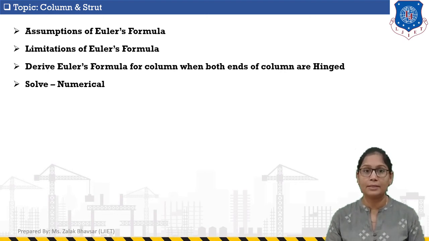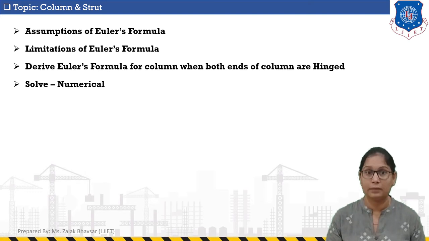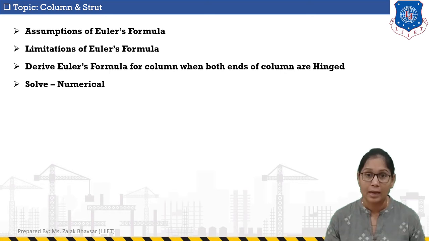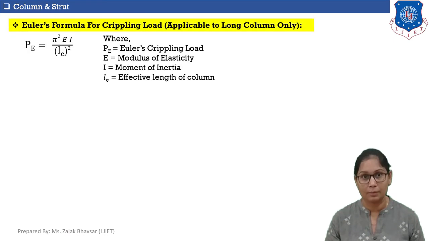Now, in this session, we will discuss Euler's formula in detail and we will also solve a few numericals. We will start with the assumptions of Euler's formula and then we will discuss the limitations of Euler's formula. After that, we will derive Euler's formula for a column when both the ends of the column are hinged. After that, we will solve a numerical. Okay, so let's start with what is Euler's formula.